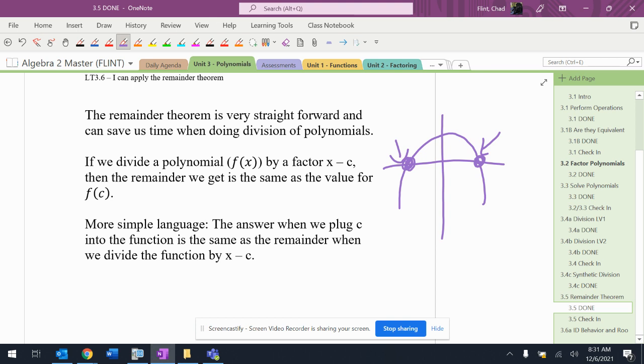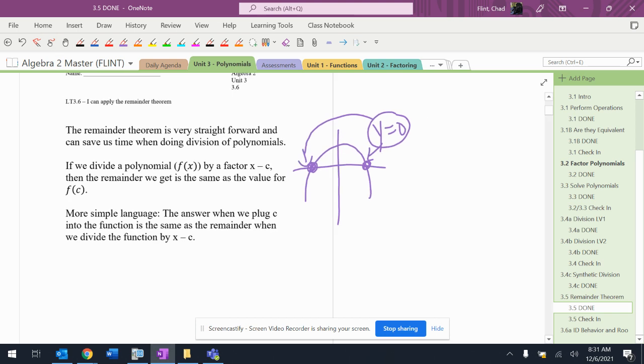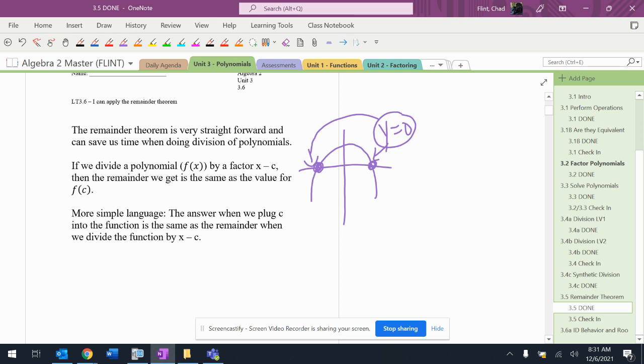So when I have a factor, the y is equal to 0 both times. All right. So the y is equal to 0. That's the same thing as the output being equal to 0. All right. In a function, there's an input and an output. So the output's equal to 0.